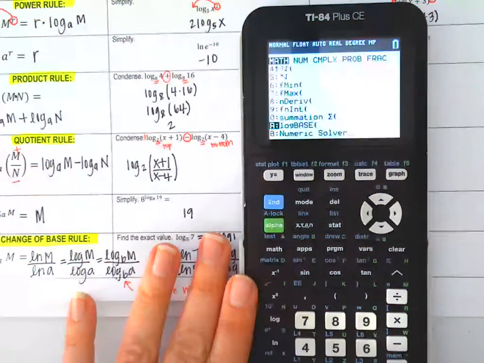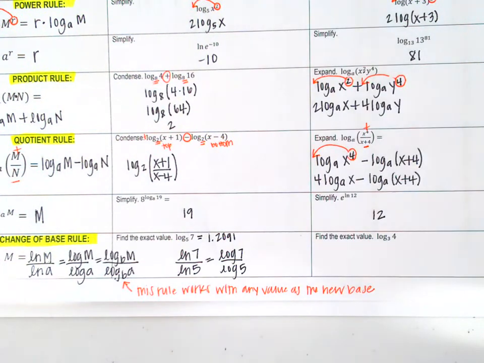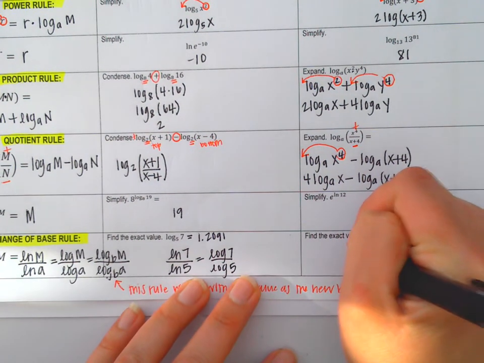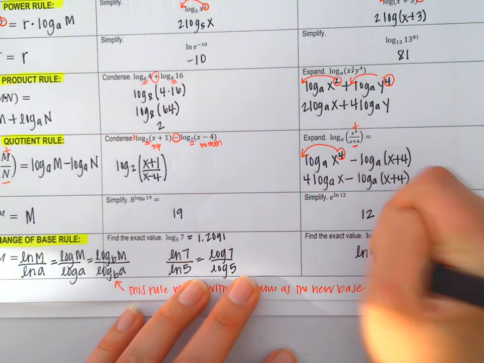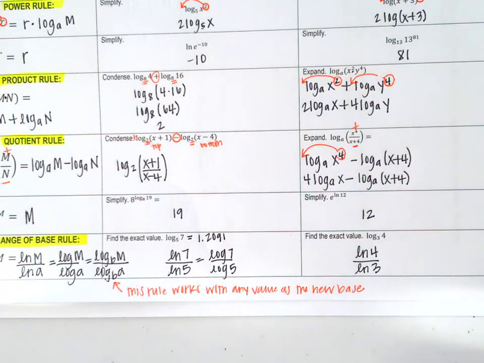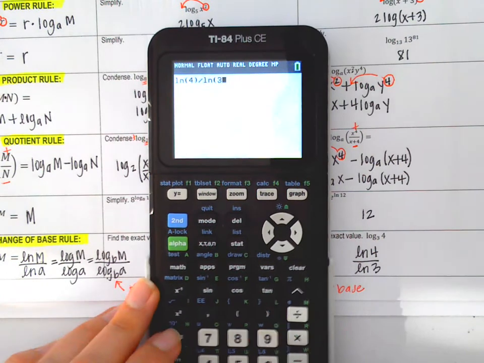A, and then you can type it in. Okay, but what I would do for this one is I would change the base. So it would be ln of 4. We drop the base, ln of 4 over ln of 3. I'm going to do that in my calculator. Ln of 4 divided by ln of 3.